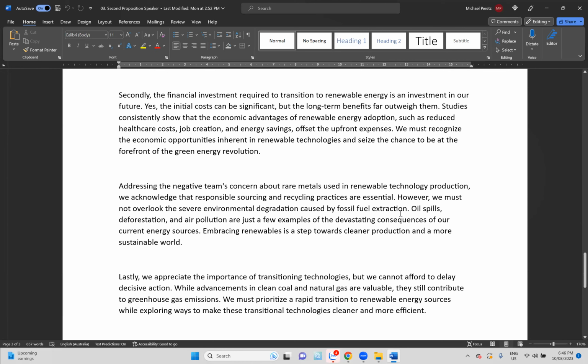So they've provided good examples here. So oil spills, very severe, have a very bad impact on the ocean and the animals and the plant life that live in the ocean. Deforestation, so again, if we're digging up fossil fuels, sometimes we need to, yes.